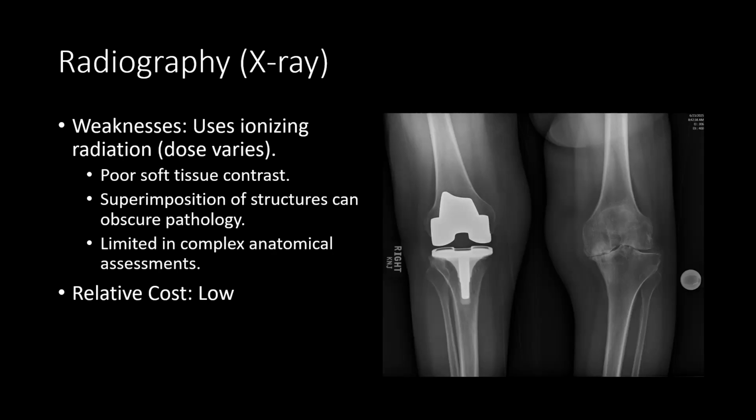The weakness of X-rays is that they use ionizing radiation, although modern X-ray radiation dose is very low. Another issue is that they have pretty poor soft tissue contrast, so differentiating muscle from subcutaneous fat, differentiating ligaments, you can't really do that with an X-ray. And because the X-ray is a 2D modality, all of your different structures will be superimposed on each other, and this can obscure abnormalities. And so X-rays are somewhat limited when you're trying to assess complex anatomy. Overall, their relative cost is very low compared to the other imaging modalities that we'll talk about, on the order of $100 plus or minus.